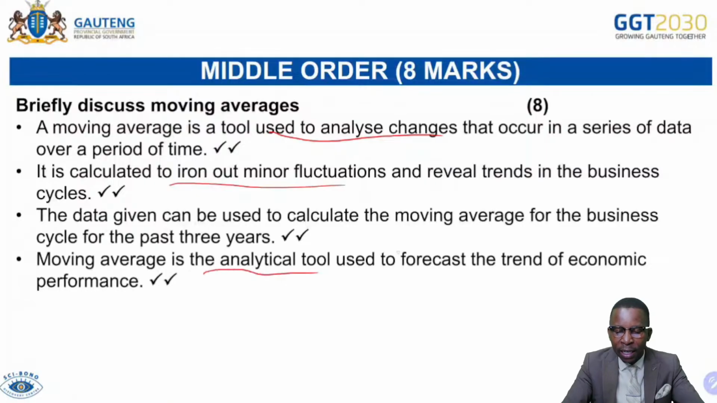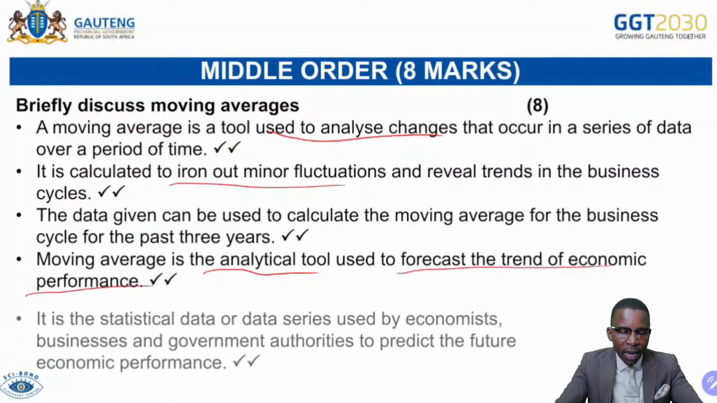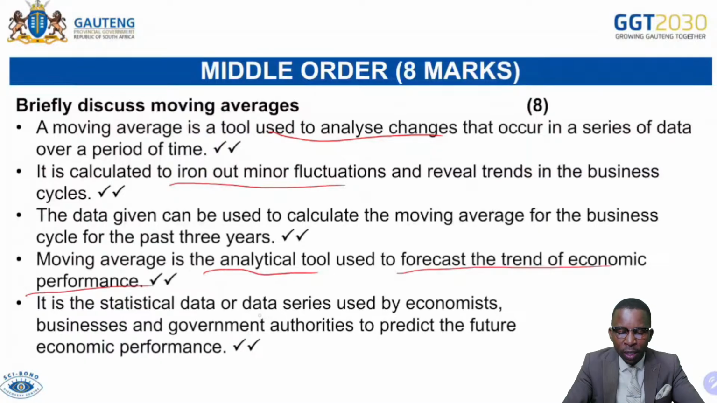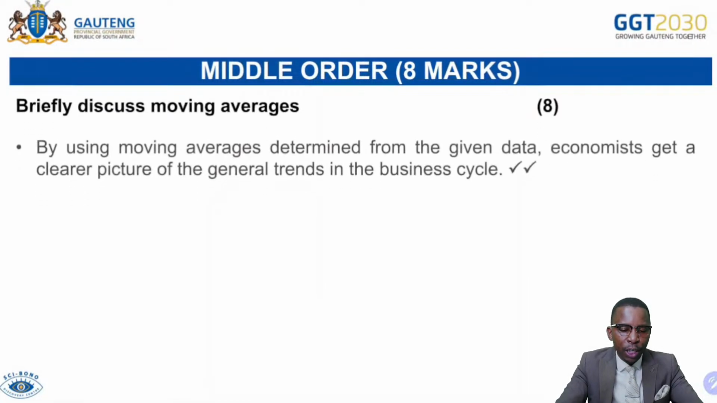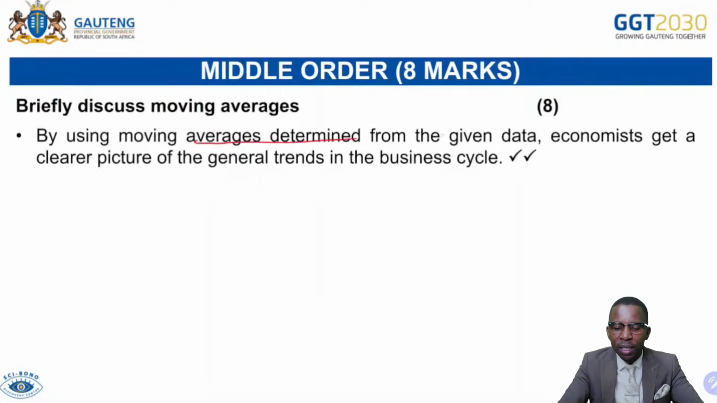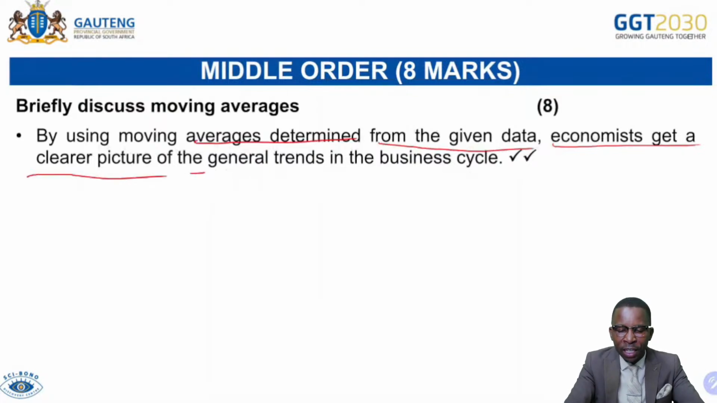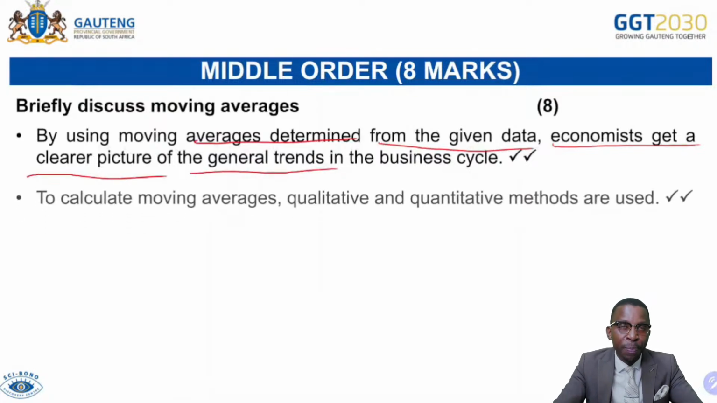Moving average is an analytical tool used to forecast the trend of economic performance over a period of time. And then it is the statistical data or tool or data series used by economists, businesses, and government authorities to predict the future economic performance. And then we continue with the same question. By using moving average determined from the given data, economists can get a clear picture or glimpse of the general trend of economic activities or the business cycle.